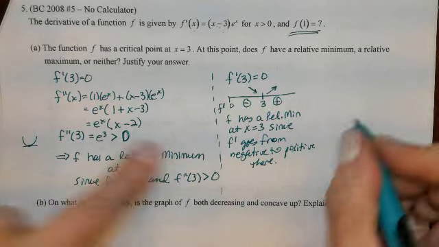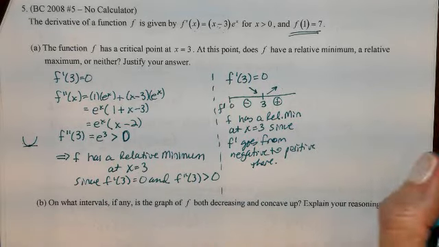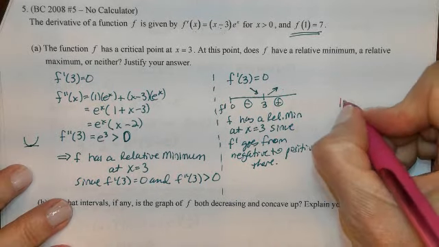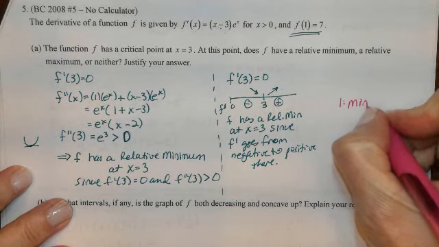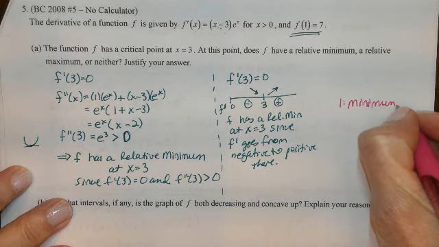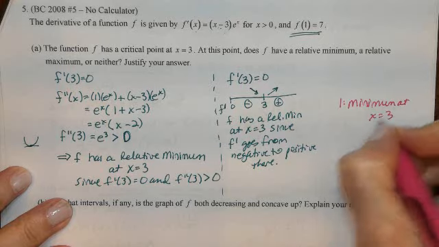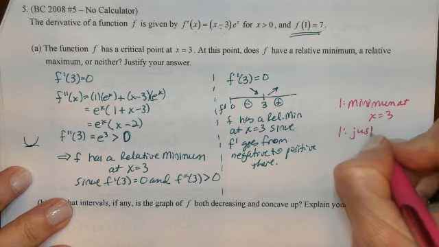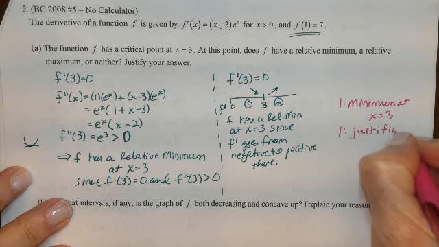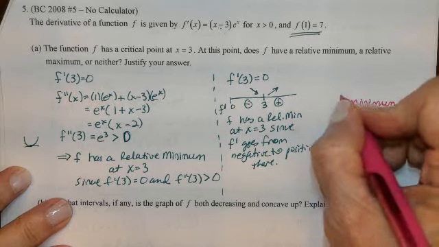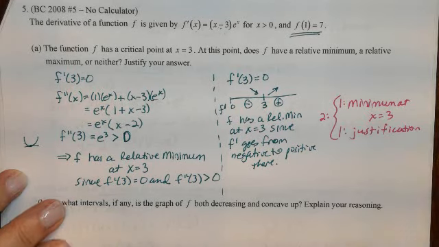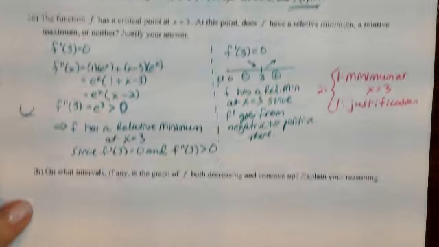Okay, so either one, first derivative test or second derivative test, works well. This was worth 2 points. 1 point for saying it has a minimum at x equals 3, and 1 point for your justification, whichever one you chose. But it needs to be one of them. Okay? All right. Part B.